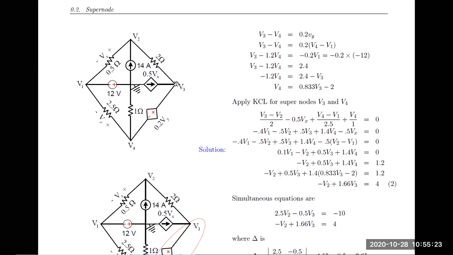At the third node, there is a resistance. That equation I wrote. The current source is coming towards, minus 0.5 Vx. So next, the fourth node, (V4 minus V1) by 2.5. Next, V4 by 1. I have to club these two: (V4 minus V1) by 2.5 and V4 by 1 more. So that we complete.